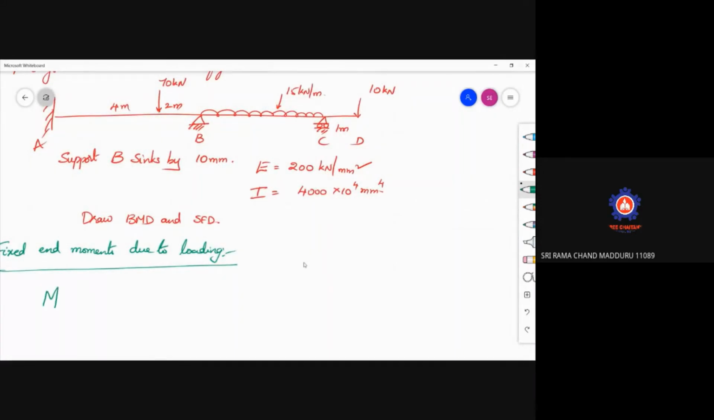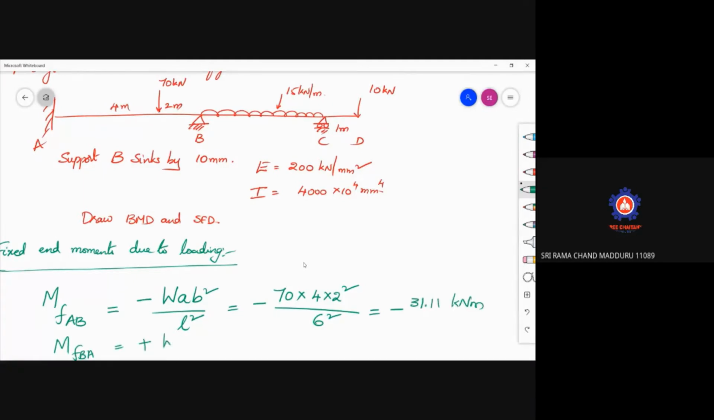So MFAB is equal to minus W A B square by L square. We already know when a concentrated load is acting, and this is 70, A is 4 into 2 square by 6 square. So tell me this value. MFBA is plus W A square B by L square, which is plus 70 into 4 square into 2 by 6 square.